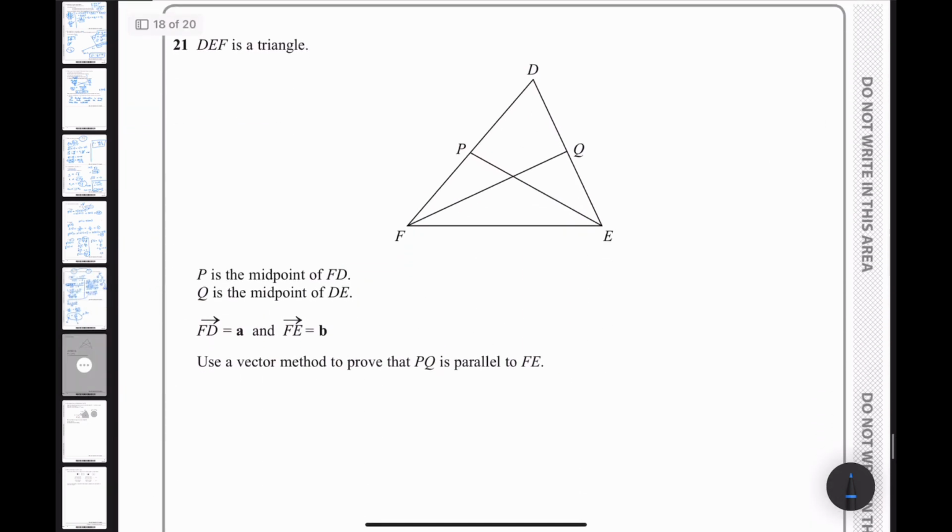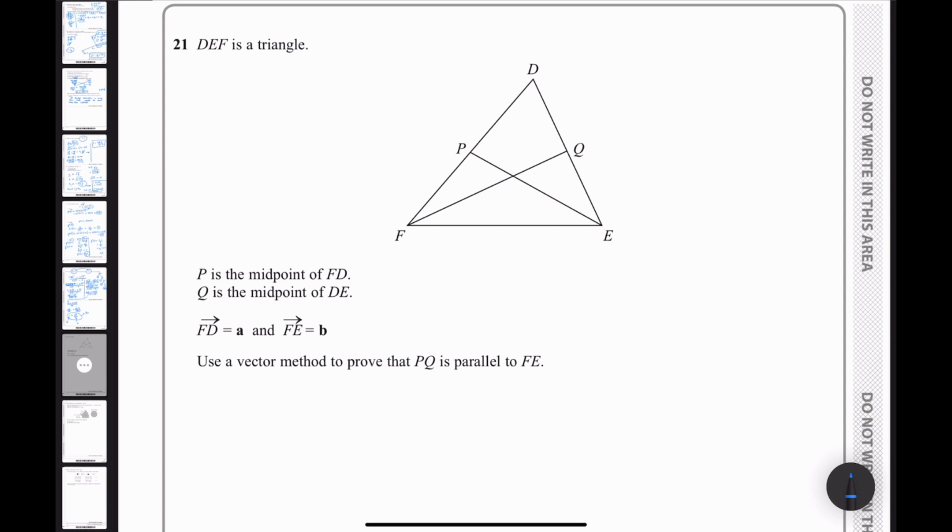Okay, now question number 21. In this question it says DEF is a triangle, P is the midpoint of FD, Q is the midpoint of DE. Vector FD is equal to A, vector FE is equal to B. Use a vector method to prove that PQ is parallel to FE.